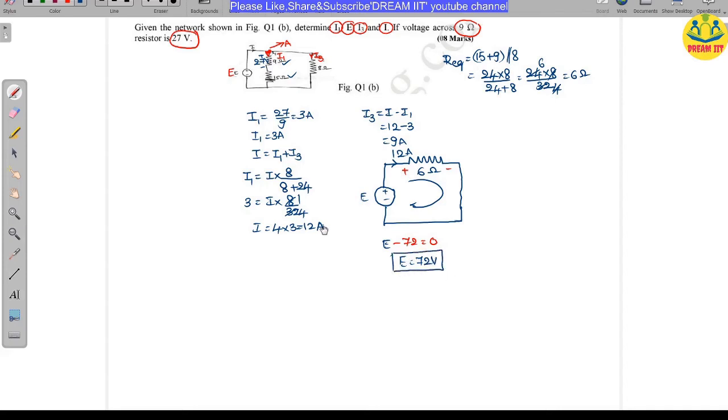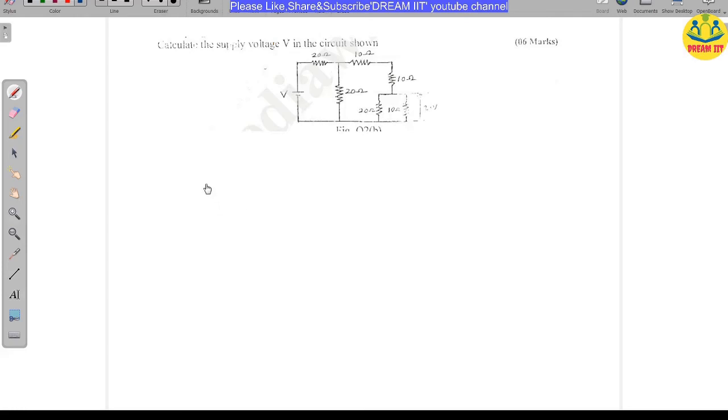So I think you understand this problem. Let us move on to the next problem. See the next problem here. This is not given clearly, so once again you see this, I will write it once again. Here it is 20 volts across this, and here the resistor is a 10 ohms resistor, and here it is 20. Calculate the supply voltage V in the circuit shown. So this is the problem given.